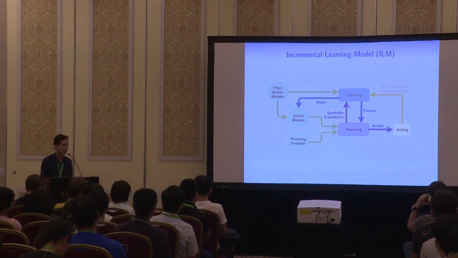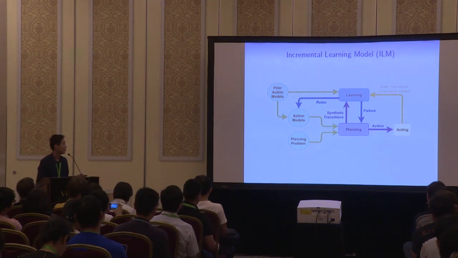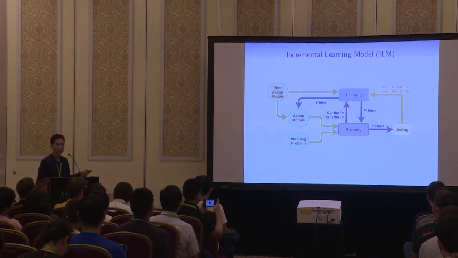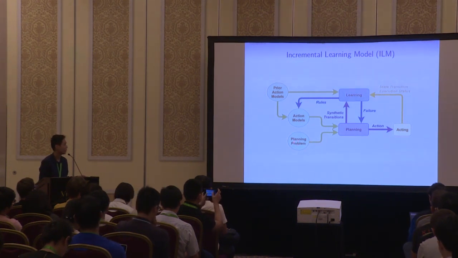So this is our proposed framework, which we call the Incremental Learning Model, or ILM. The inputs to the ILM are the prior action models, which can be an incomplete or completely empty action model, meaning that there are no predicates in the preconditions or the effects. And we have the planning problem, which defines the initial state and the post state.